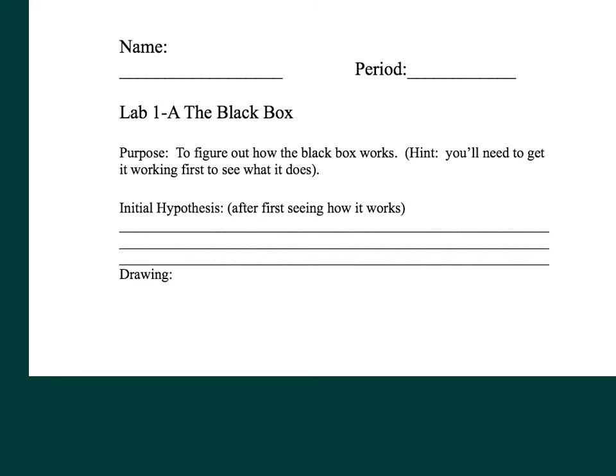Here's the top of your lab sheet. It's a little bit messed up in here because I transferred it from my Dropbox, so the formatting's not quite as nice as your formatting will be. You're going to access this probably through Google Classroom, but potentially you could also have a hard copy. So the lab is called 1A, the black box, and the purpose is to figure out how the black box works. And your black box is actually a box that is colored with a question mark on the front.